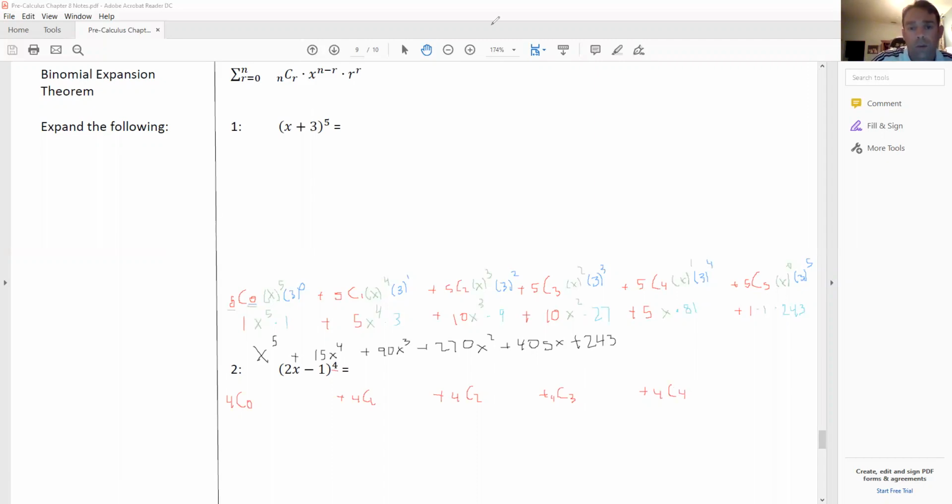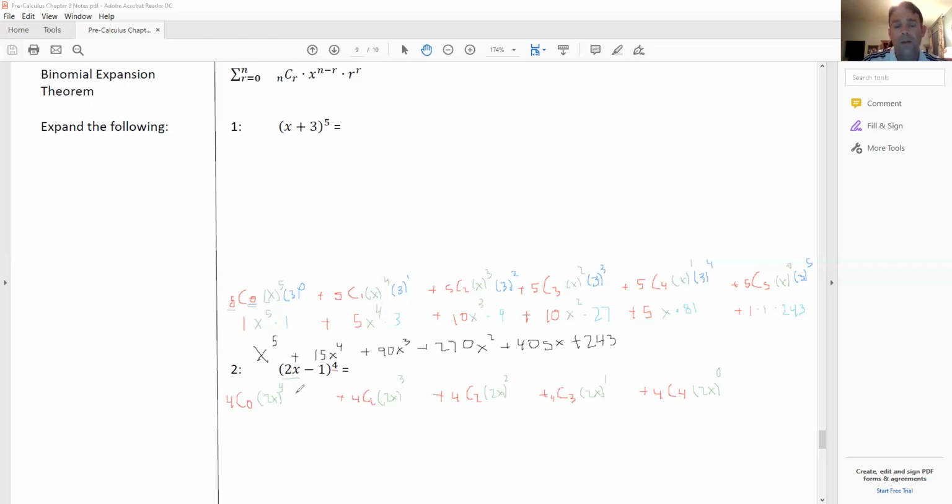Okay. Now we're going to go ahead and take our first term. Our first term, and its exponent is always going to be the n minus r. So 2x, 4 minus 0 is 4. 2x, 4 minus 1 is 3. 2x, 4 minus 2 is 2. 2x, 4 minus 3 is 1. 2x, 4 minus 4 is 0.